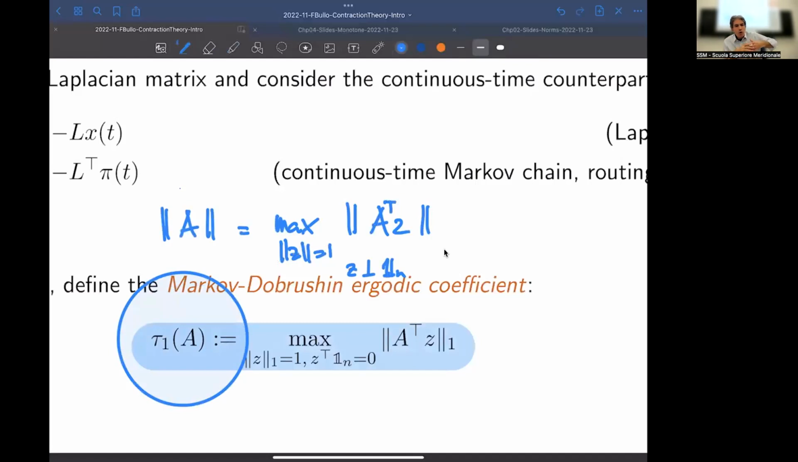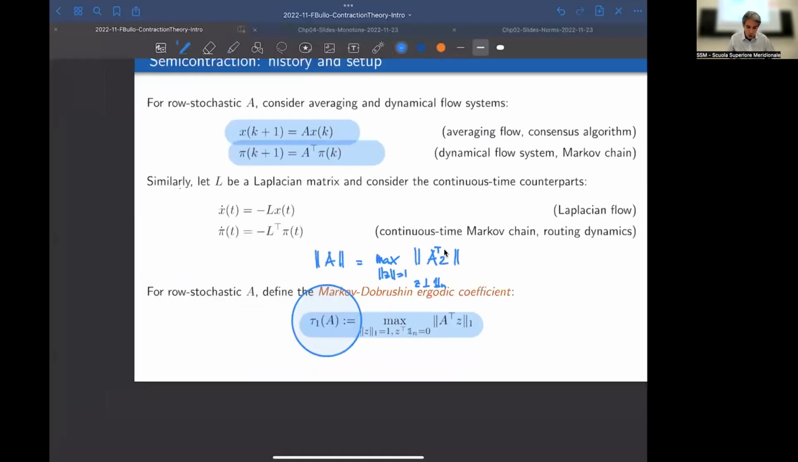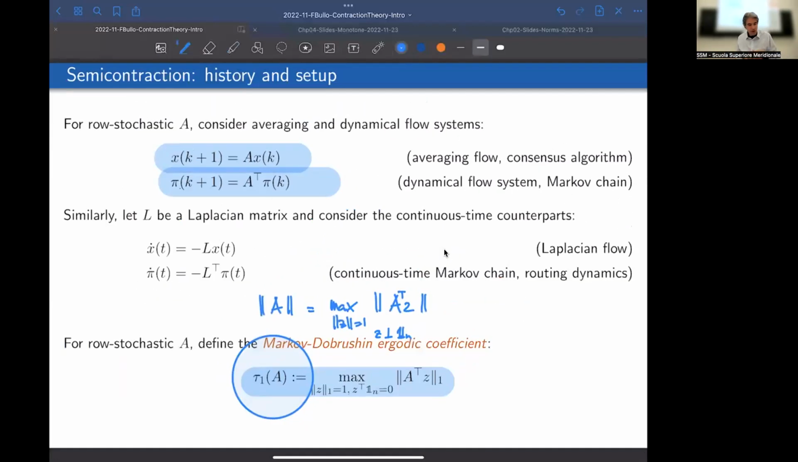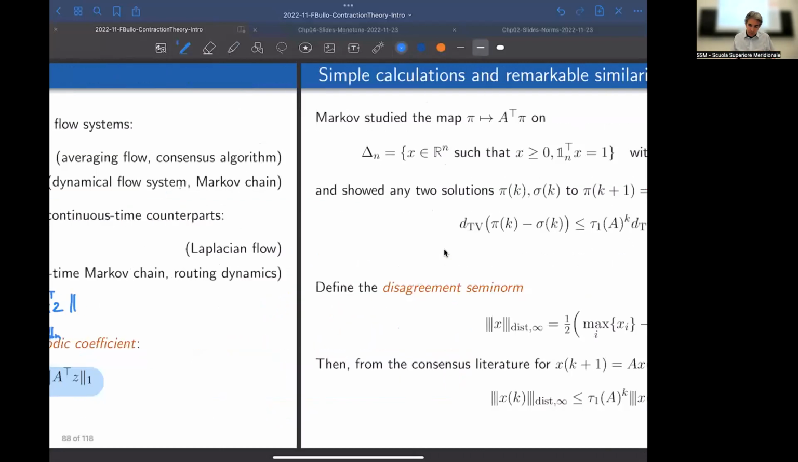There are a lot of papers on ergodic coefficients, ergodic theory. And I have talked to you for the last 9 hours and a half about contraction theory. And now all of a sudden, I'm defining an induced norm and I call it ergodic coefficient. Why are you doing that, Francesco? So what does this ergodic coefficient have to do with contraction theory?